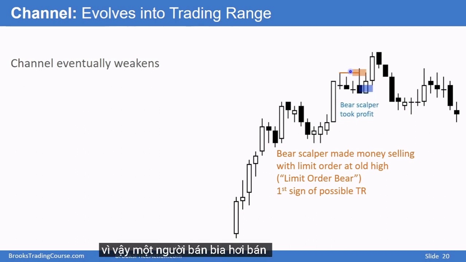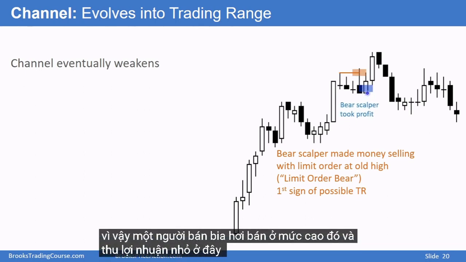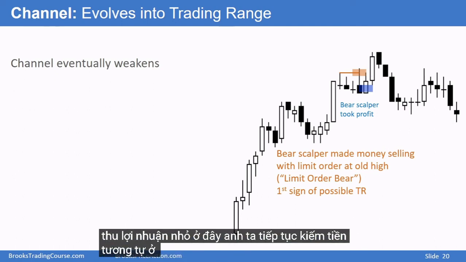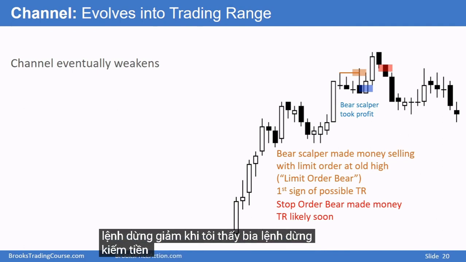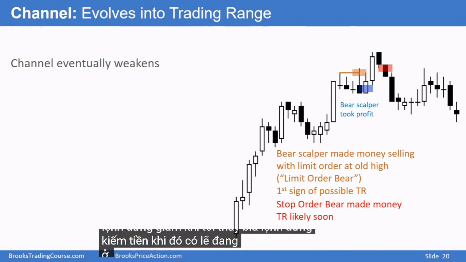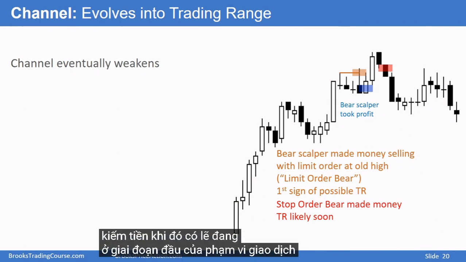So a bear scalper sells at that high and takes a small profit here. He made money, and then he does the same there. And then the stop order bears, once I see stop order bears making money, then we're probably in the early phases of a trading range.